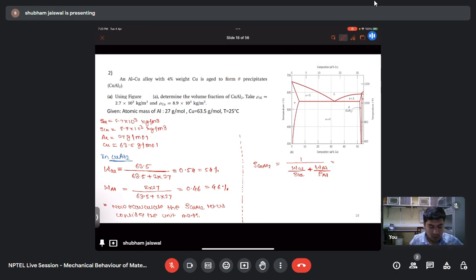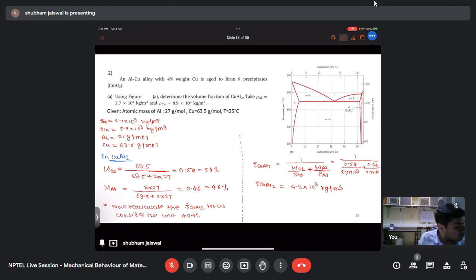So if we put all these values, we'll get 1 upon WCu, which is how much? It's 0.54, and the density of copper is how much? It's 8.9 into 10 to the power 3, plus 0.46 divided by 2.7 into 10 to the power 3. So we'll get rho CuAl2 as 4.3 into 10 to the power 3 kg per meter cube. This is the density of CuAl2.